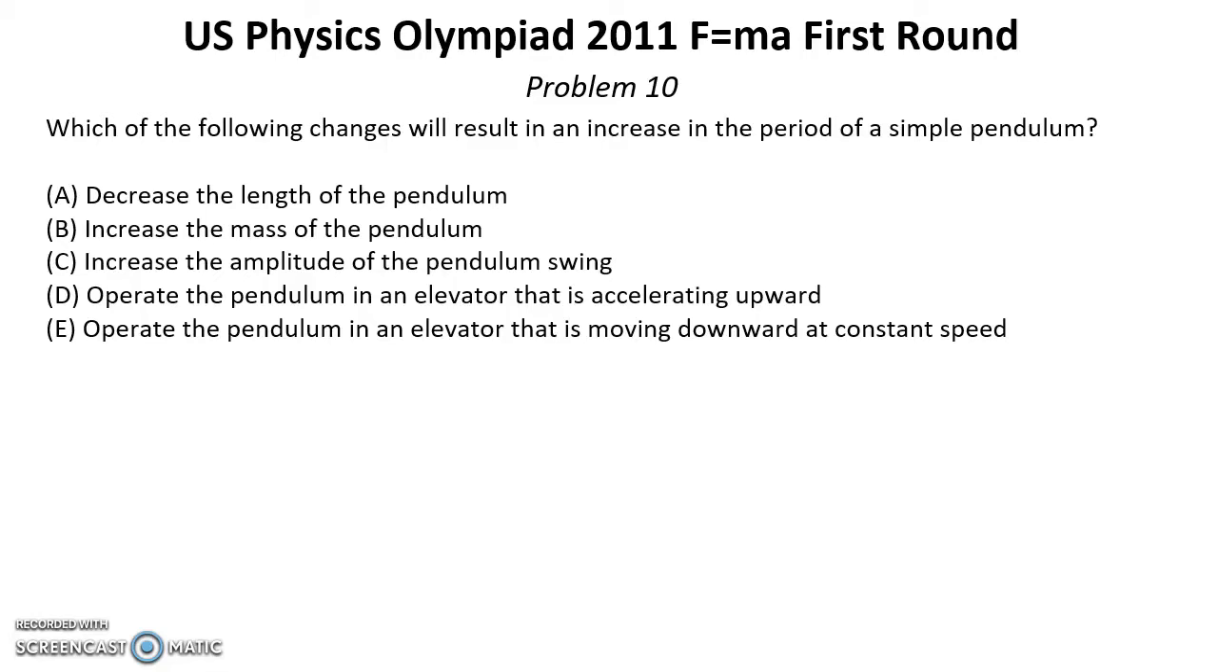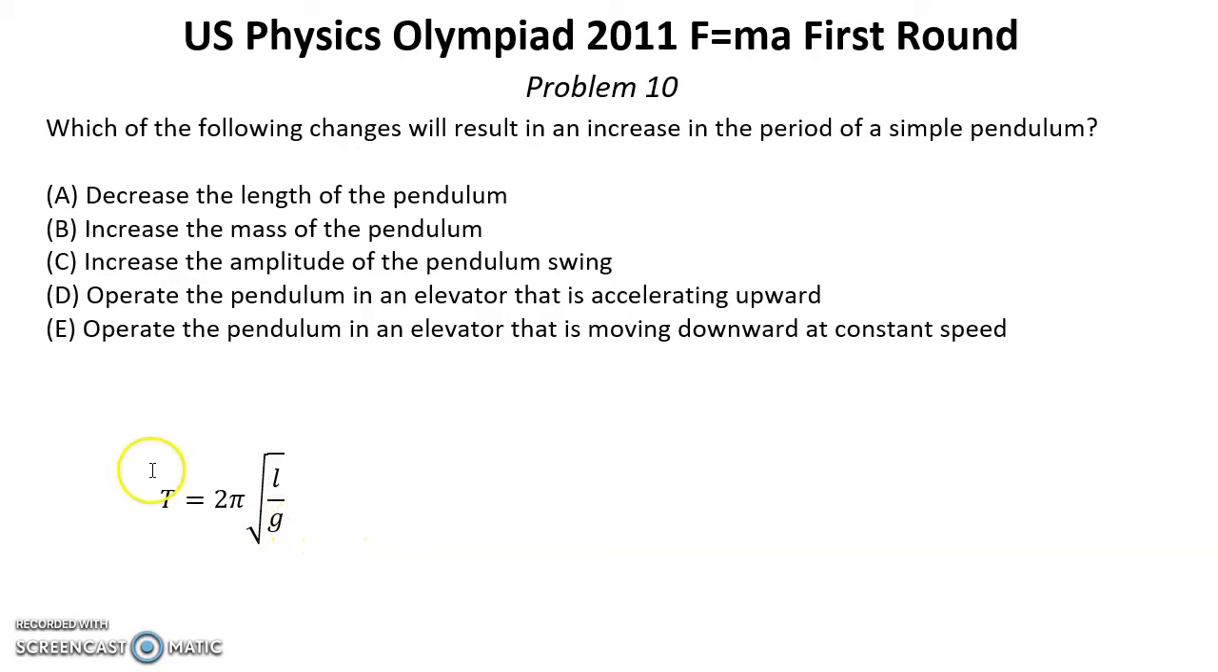Which of the following changes will result in an increase in the period of a simple pendulum? Let's investigate. We know that the period we can find from a simple formula: period equals 2 pi multiplied by the square root of L over g, where L is the length of the pendulum and g is the acceleration of free fall.